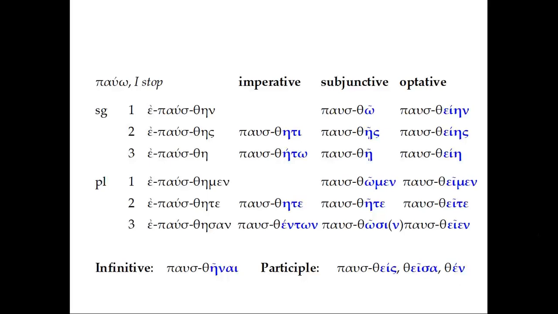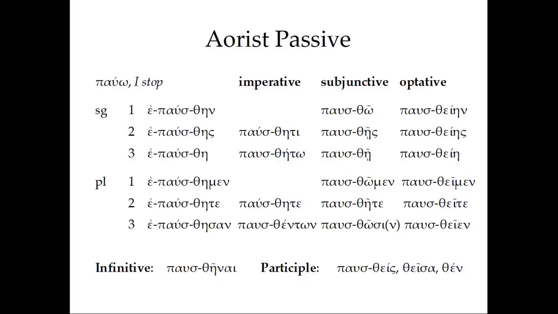It'll take a little while before we are comfortable with them, I am sure, but here they are, the forms of the aorist passive, in the indicative, imperative, subjunctive, optative, infinitive, and participle. Now, let us turn to the future passive, which would be translated something like, I shall be stopped.